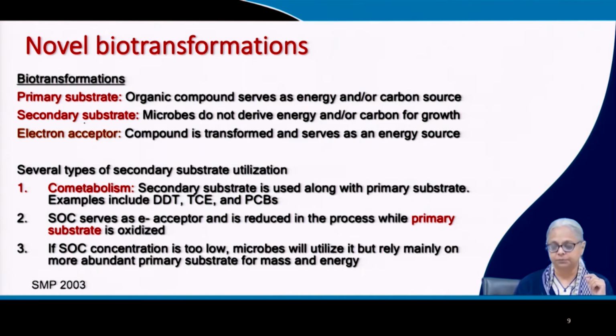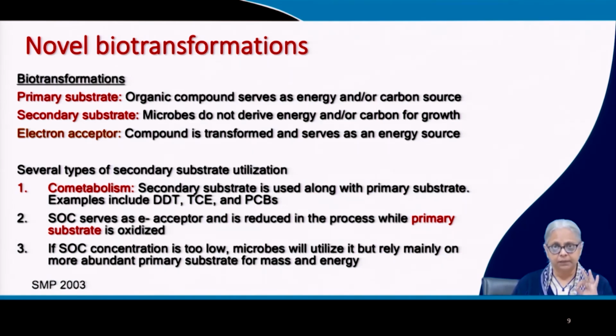If it is a secondary substrate, the microbes are not going to get either carbon or energy from this particular compound. But because the enzymes for utilizing the primary substrate are already there, there is an automatic, natural conversion of the secondary substrate, even though it serves no real purpose for the bacteria. And the electron acceptor is the compound that is transformed and serves as the energy source.